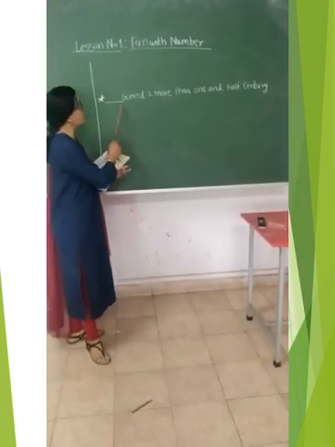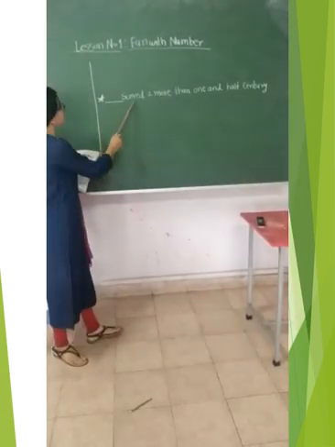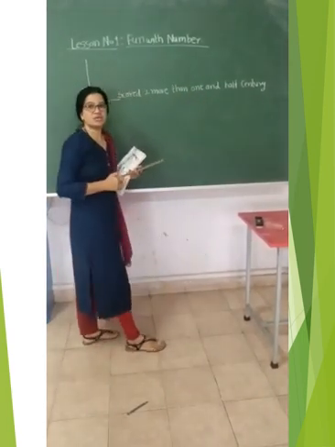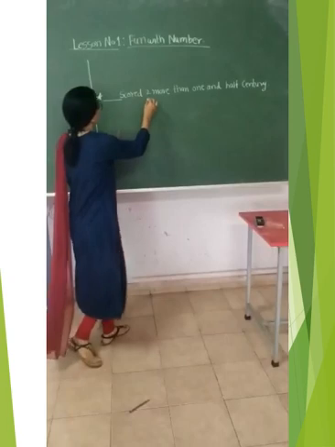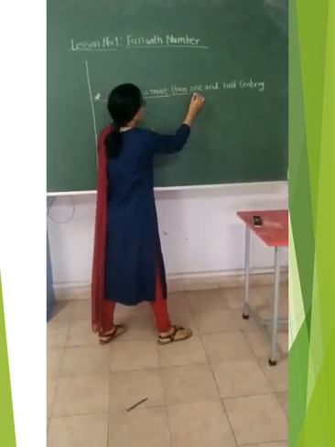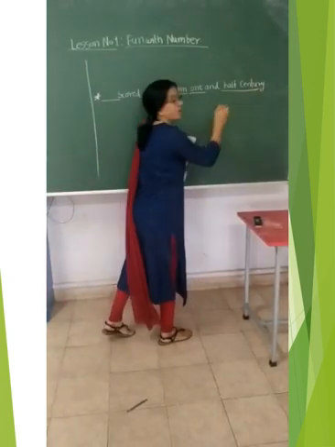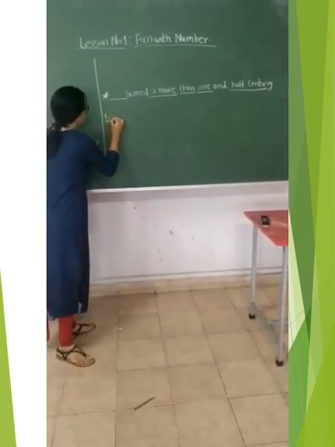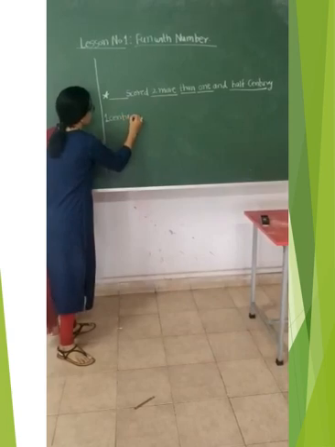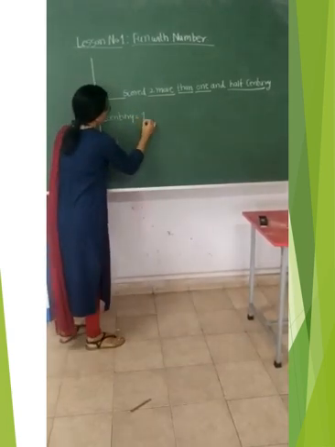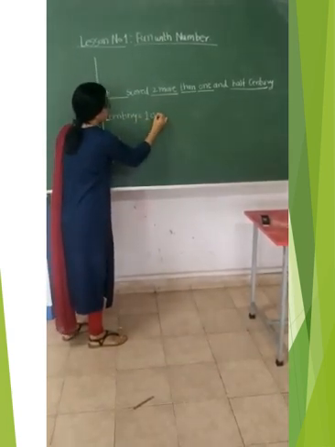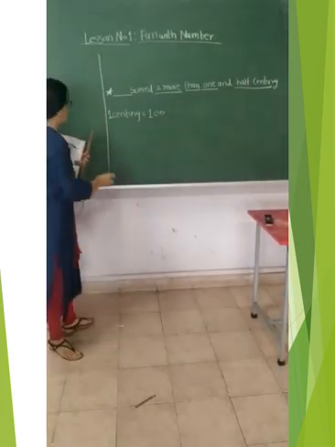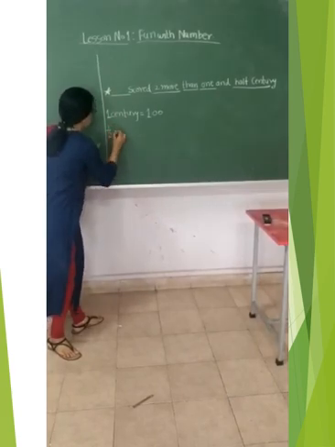Solve this last fill in the blank. Dash scored 2 more than 1.5 century. Means we have to find out 2 more than 1.5 century. As I told you, 1 century is equal to 100. And half century, we have to write half century here.